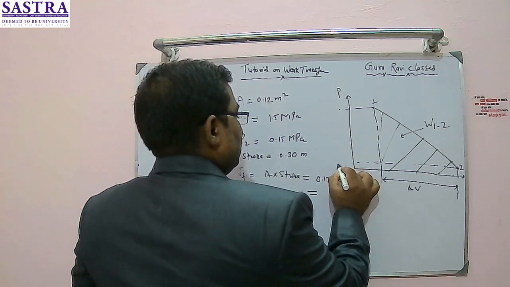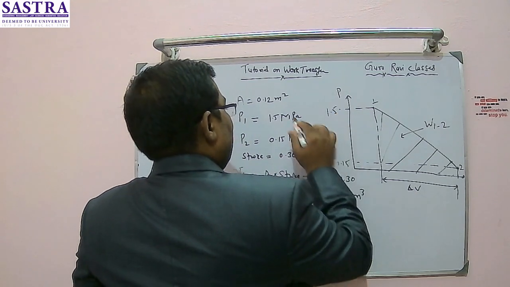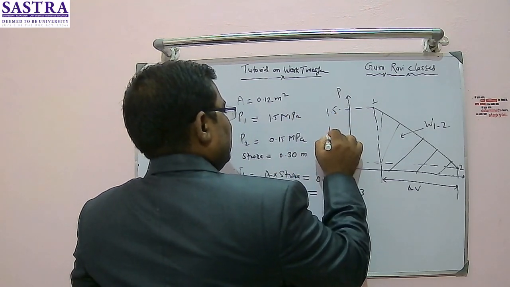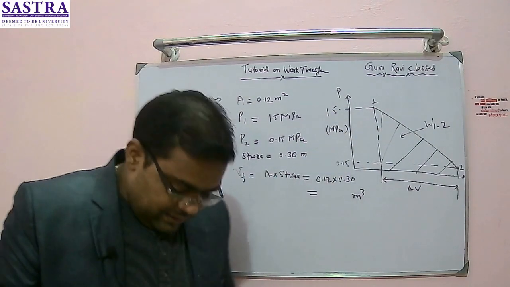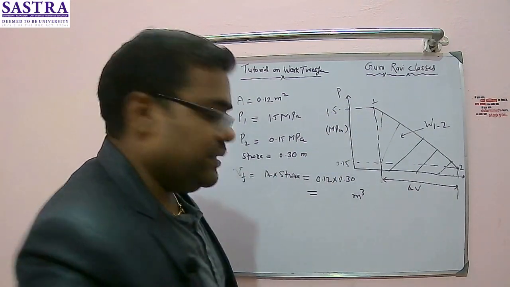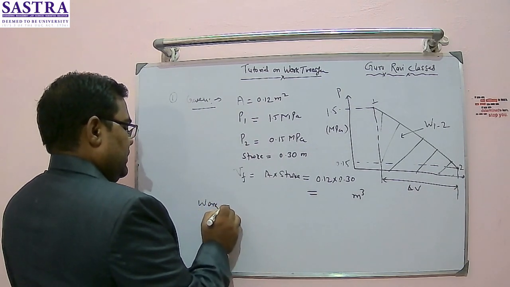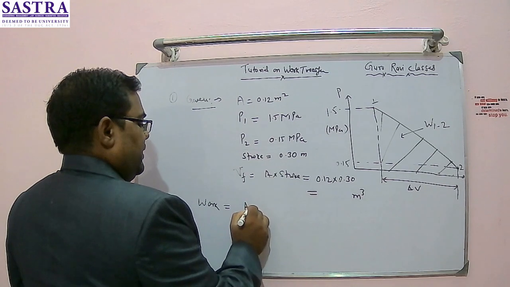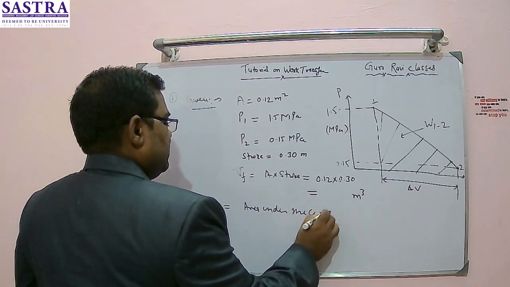So this pressure is given 0.15 and this is 1.5, and this pressure is in megapascal, right? This is given. So area under the curve represents the work transfer. So we need to find out the work, right? So work is equal to area under the curve.